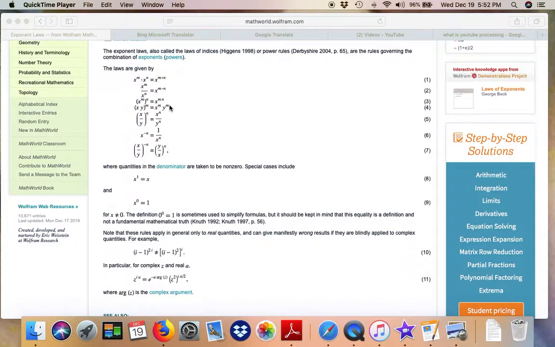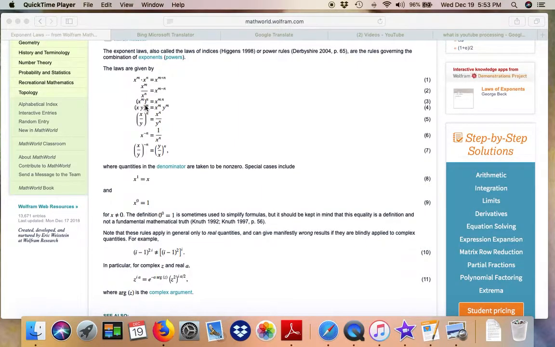Okay, now we have x to the m power in the numerator, and then a bar here, and then x to the n in the denominator. When you have a fraction like that, you subtract the denominator's exponent from the numerator's exponent, so you get x to the m minus n. So if m up here was 5 and n was 3, you'd take 5 minus 3, and that would be 2.